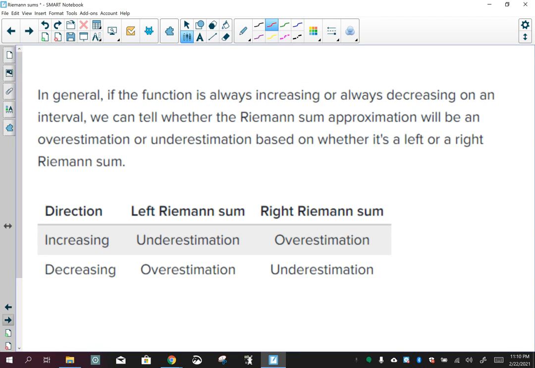And then the reverse is true. So if you have a decreasing graph, so as my x gets bigger, my y gets smaller, that means that now your left is going to be an overestimate, and then your right is going to be the underestimate. So it depends on, basically, is my graph going positive or negative. So that's what you have to kind of keep in mind as you go through this.